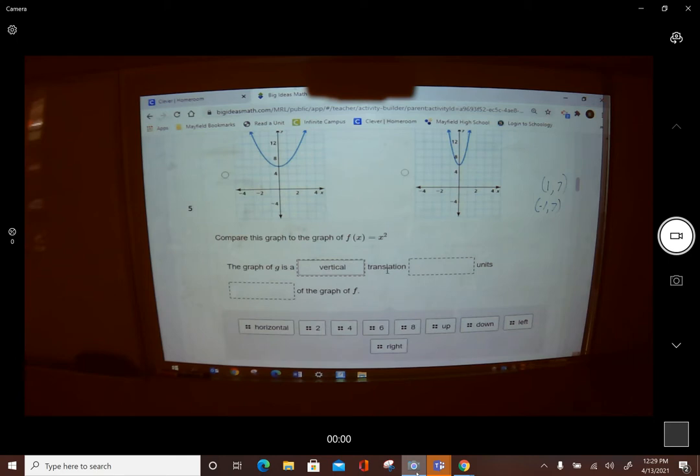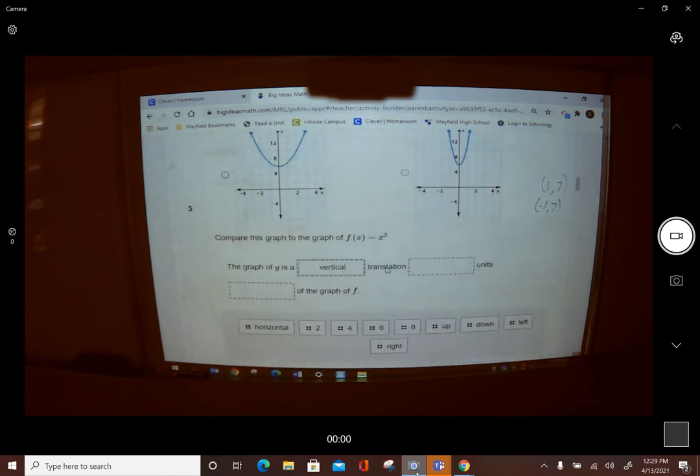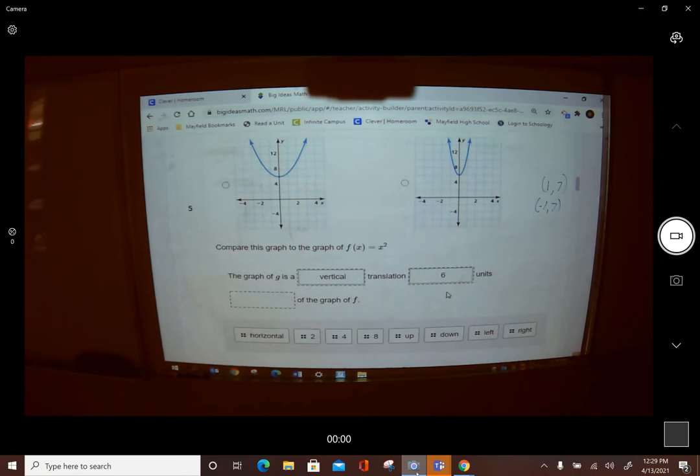Translation just means movement. Now, how many units did we move? Well, we went up 6. That's what that told us. So translation, 6 units, and then up of the graph of f.